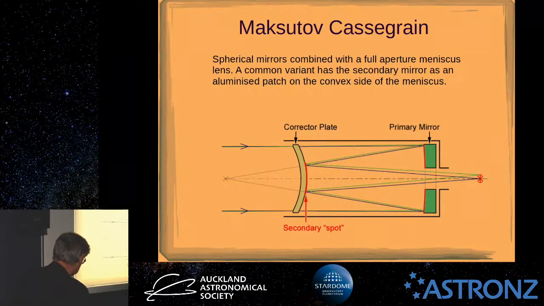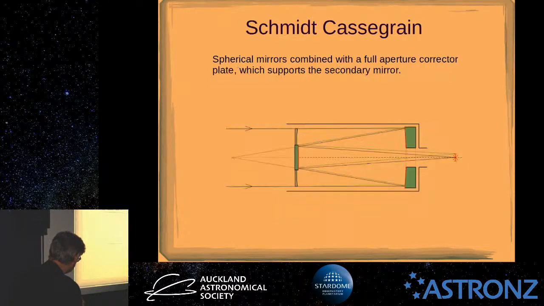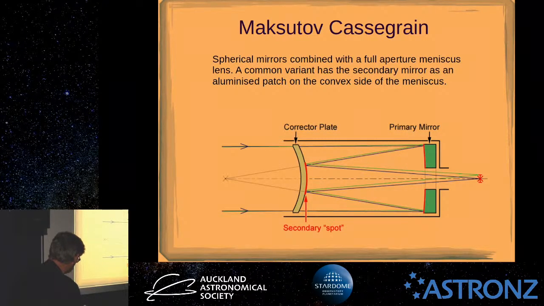Okay. So another design is called a Maksutov Cassegrain. This is a bit harder to fabricate, but amateurs have built these. The idea is a little bit similar to the Schmidt Cassegrain, in that you have an optical corrector in the front of the tube. And you see this is quite a thick corrector plate, sometimes called a meniscus lens.